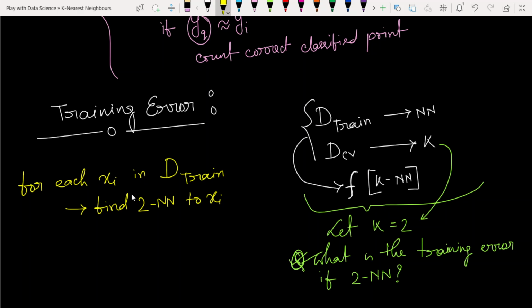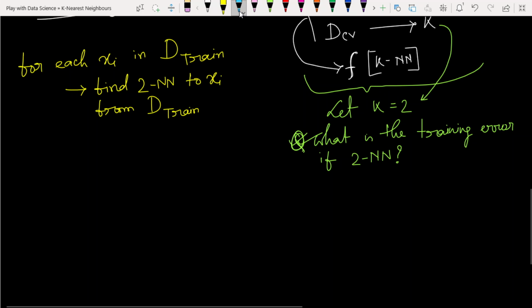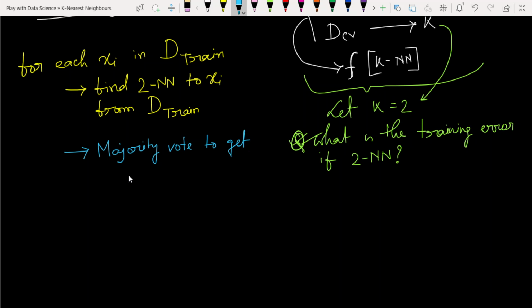So I have taken the two nearest neighbor points to xi, which is now our query point, taken from our Dtrain data set. This is the first step we have to do. The second step: we take the majority vote, to get the class label.